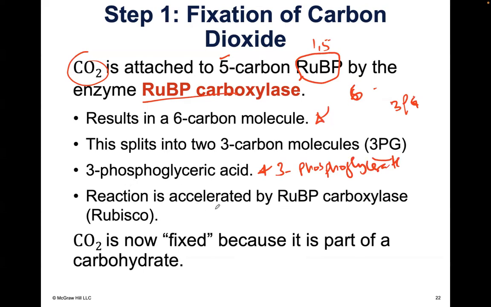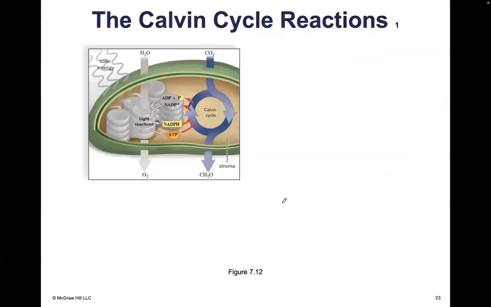So then what happens afterwards? The reaction has been accelerated by RuBP carboxylase, which is called rubisco. This rubisco is an enzyme which helps to facilitate or accelerate the reaction. The CO2 is now being fixed, because it is part of the carbohydrate. That is what we meant by fixation of carbon dioxide. Because you cannot work with the 5 carbon, you need one more to make it 6. So this is what fixation is.